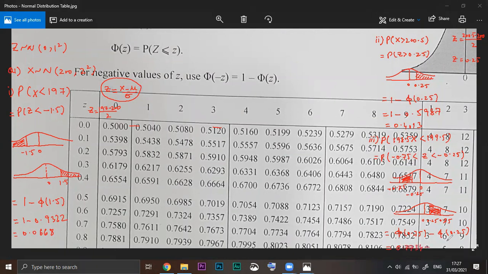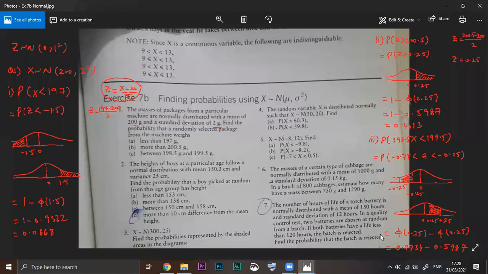0.7734 minus phi of 0.25, which is 0.5987. What is the final answer? Quickly. 0.1747. Is there any question? No, sir.